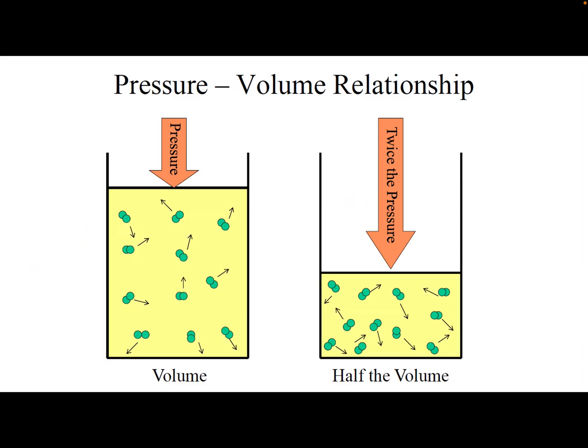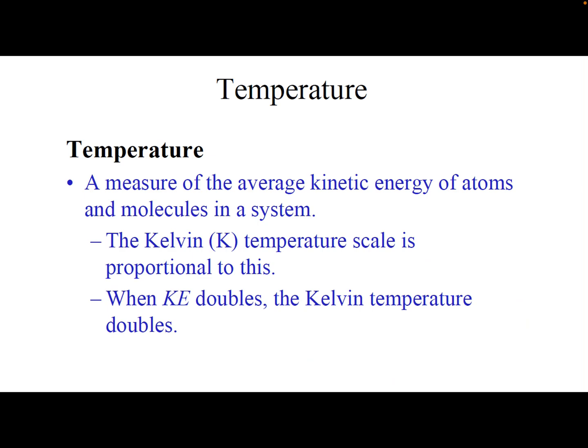Now, just kind of visualize it. If we decrease the volume, the same number of molecules are now occupying half the space. They're all moving at the same speed, but you'll get twice as many collisions in a smaller amount of space, and so that's going to cause the pressure to double. So hopefully visually you can kind of see that. Let's take a look at temperature.